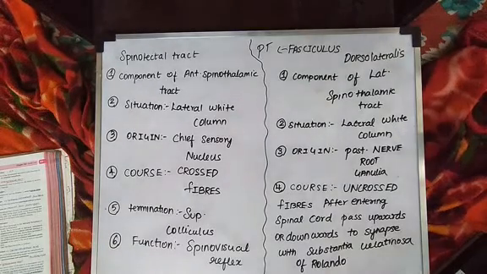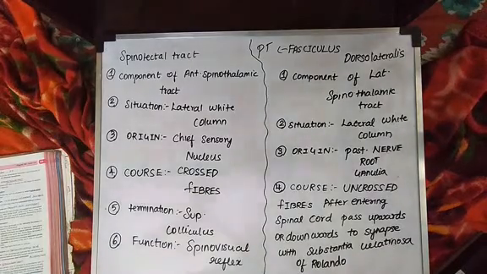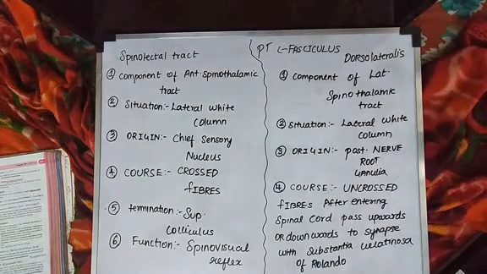Next we'll go with the fasciculus dorsolateralis. This is considered a component of the lateral spinothalamic tract. As I mentioned before, that one is the anterior spinothalamic tract, and this is the lateral spinothalamic tract. They are situated at the lateral white column, as I said before. It gets originated at the posterior nerve root ganglia.